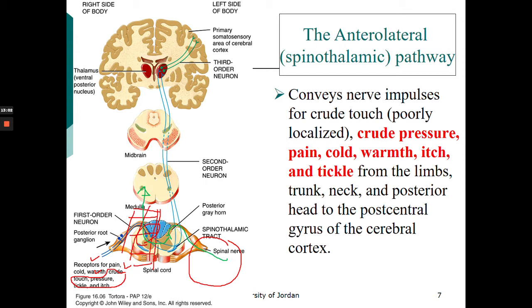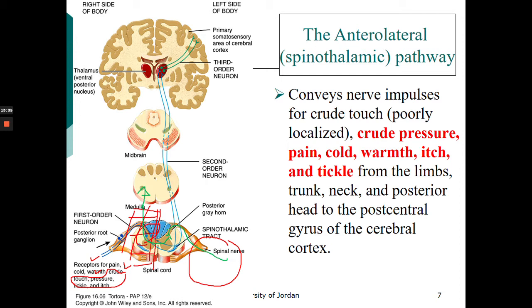Then the second order neuron goes to the thalamus. Where in the thalamus? The ventrobasal complex, that's the VPL and VPM, ventroposterior lateral and ventroposterior medial. Besides that, some pain fibers go to the intralaminar nuclei, and the ones that go to the intralaminar nuclei are especially important for the emotional aspect of pain.